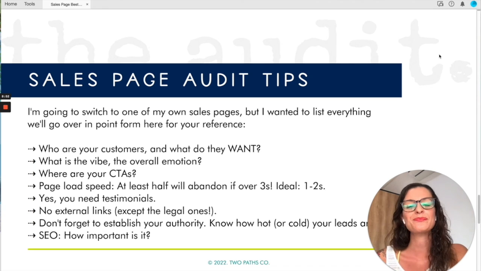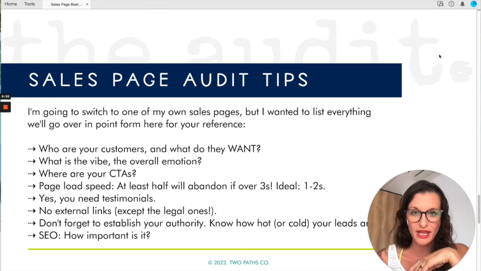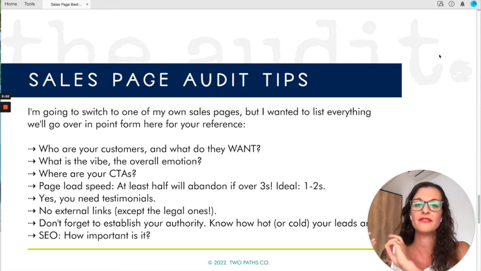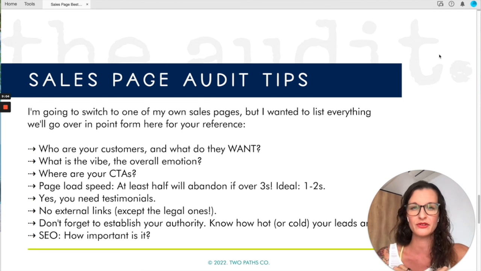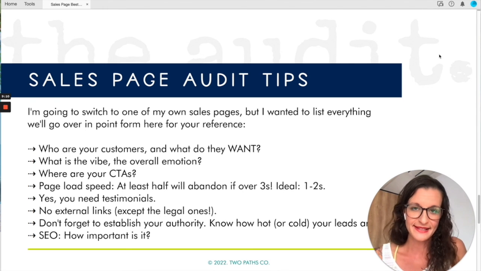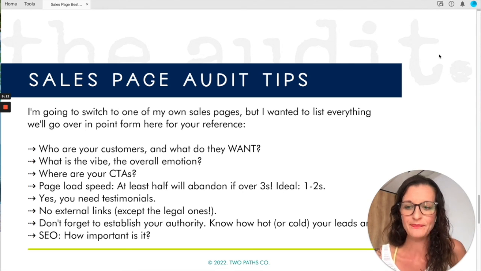Yes, you need testimonials. No external links, except for the legal ones at the bottom of your page, but take away your menu. You don't need to be linking elsewhere on your website. You should have done all of the nurturing and warming of your lead prior to them getting to the sales page. So it's really just a matter of them getting over those last hesitations and objections and hitting buy.